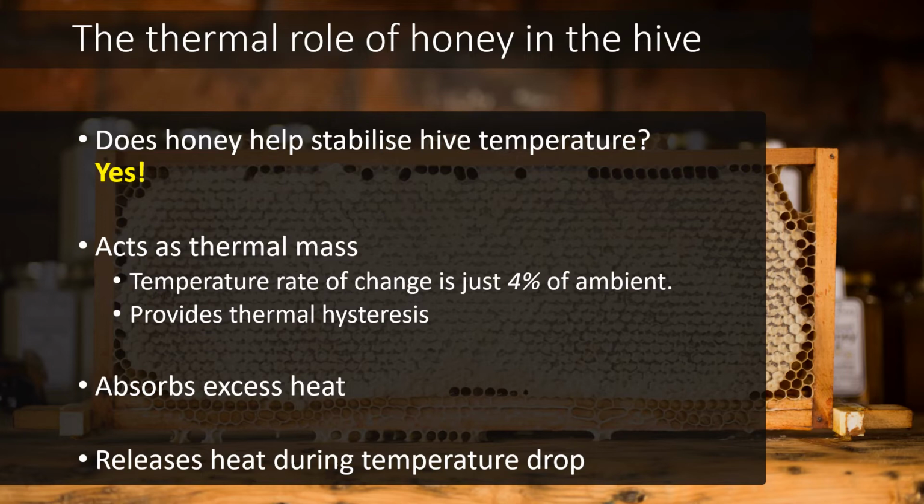And we can see that quite clearly because the honey acts as a thermal mass. In fact, the temperature rate of change is just 4% of the ambient temperature change. So we can say that the honey provides a measure of thermal hysteresis, which is a resistance to change. It absorbs the excess heat and it releases that heat back out into the hive when there's a temperature drop.